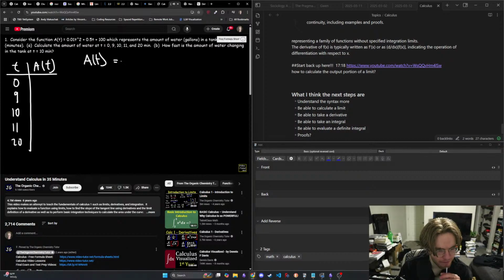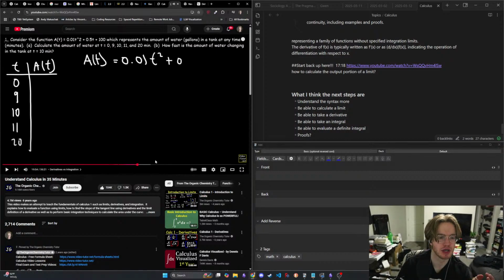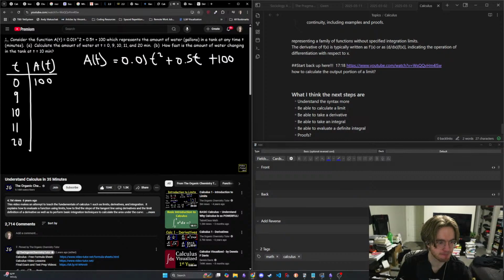And so here is our original function. It's 0.01t squared plus 0.5t plus 100. This will just be inputting the different inputs to get the outputs. I'm not super concerned about this because this is just algebra. Let's plug in 0. If we plug in 0, it's going to give us 100. Now, if we plug in 9, it's going to give us 105.31.